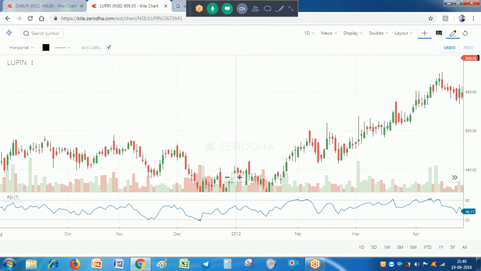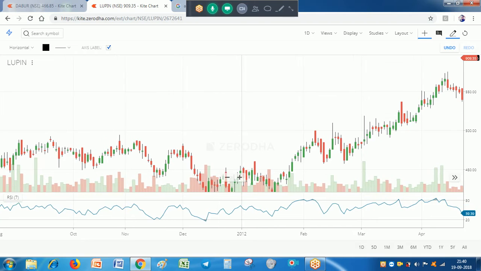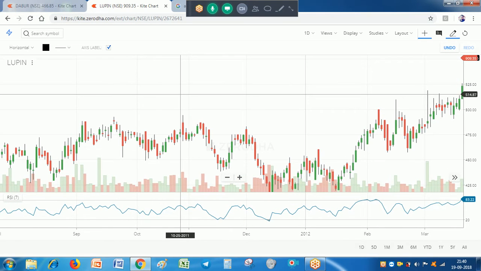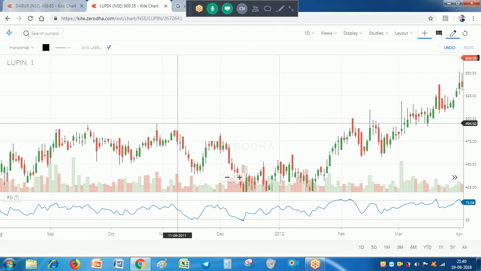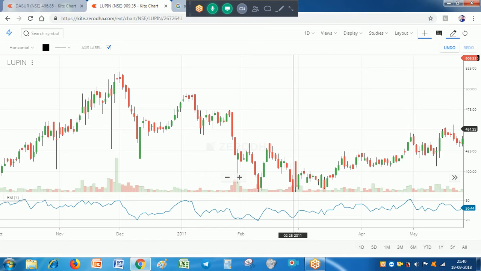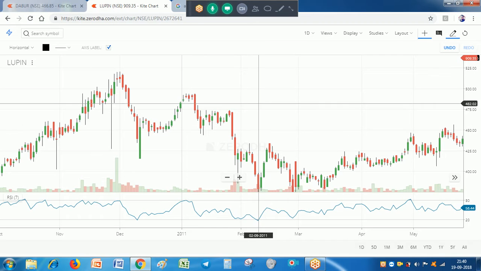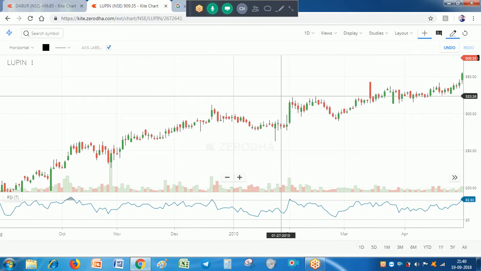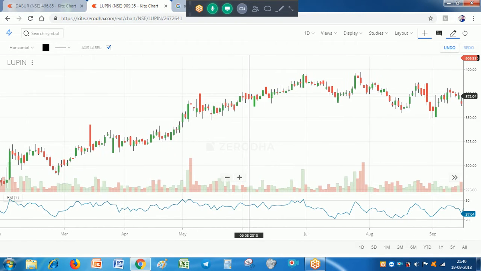So let us try to find them. I'm trying to find an ascending triangle, that pattern I told you about yesterday also. Some patterns are very common, but some are not very common. Oh, sorry, I think there was one.